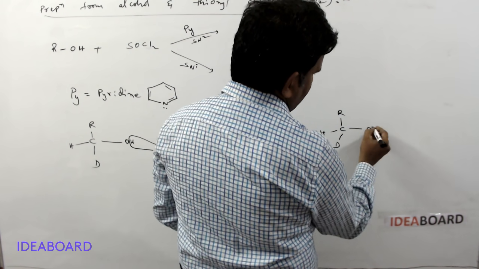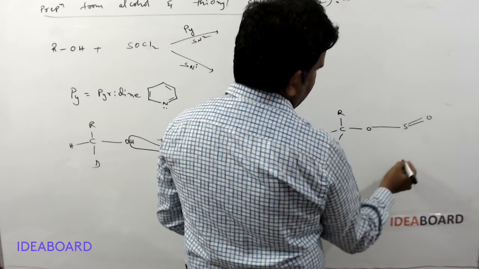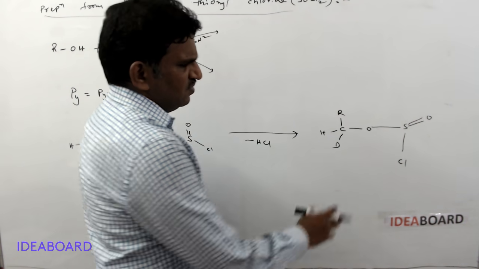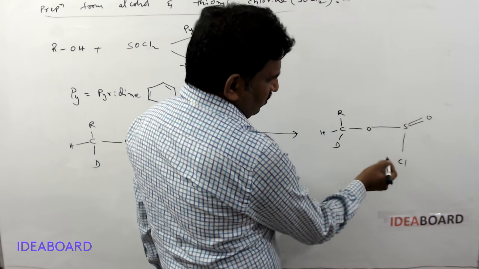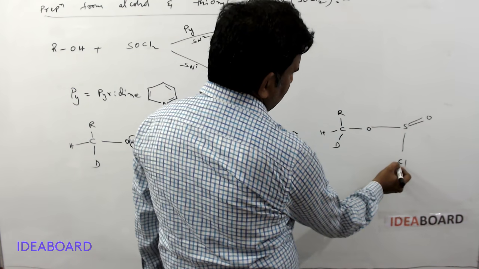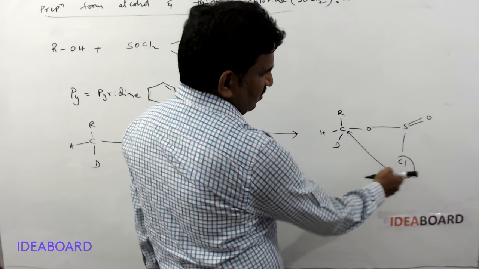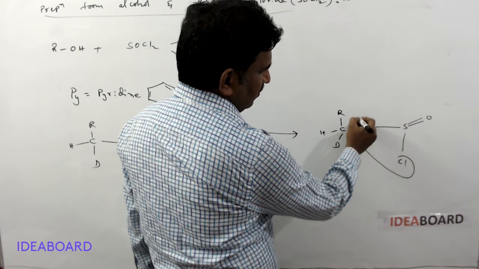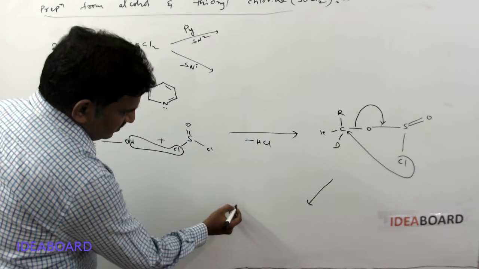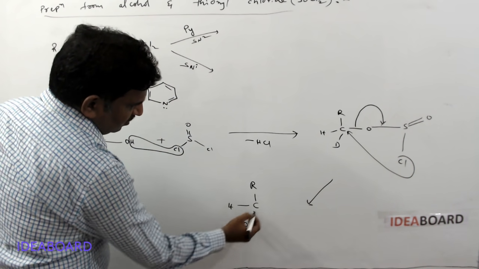Here this is a sulfur, with a double bond to O, and here it is having Cl. The Cl has a nucleophilic nature, so the Cl will attack on this carbon atom. When Cl attacks the carbon atom, the single bond pair of electrons shifts onto this. So the final product we are getting is C, R and H and D.